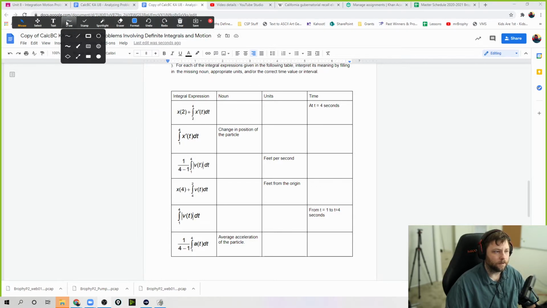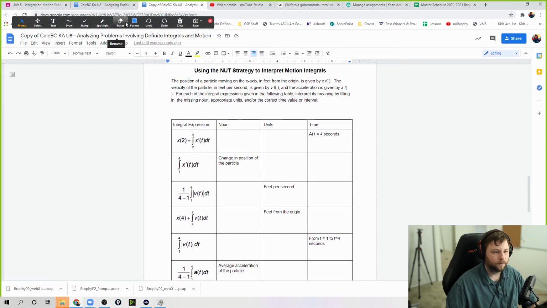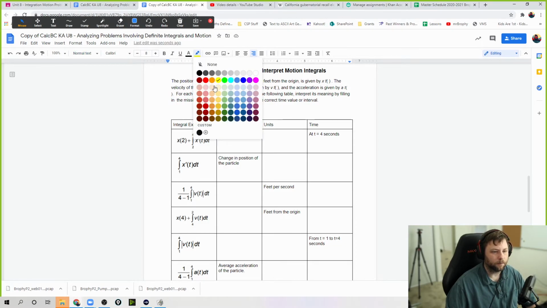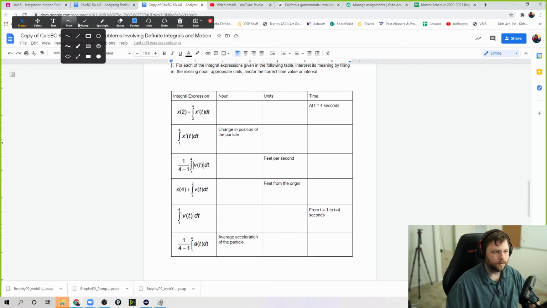All right, so I changed this so I could actually write in it. You don't like yellow? Okay, it's going to blind you. I'm going to do a very light orange. I just wanted to highlight this as a reminder to me that I'm going to be using feet per second right there. Or you can write this on the side. So let's fill out these blocks.